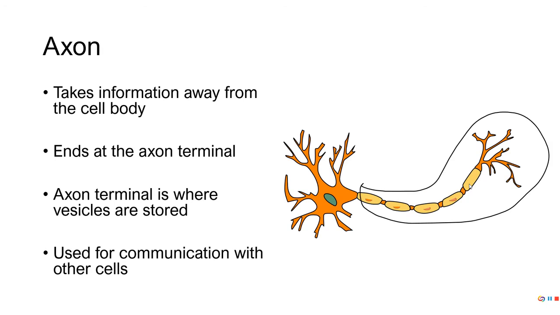Finally, we have the axon, and so the axon here takes information away from the cell body, goes towards another cell. It ends with what we call the axon terminal, so that's down here at this end. And the axon terminal is where the vesicles are located that store the neurotransmitter. And ultimately, the axon is what communicates with other cells.